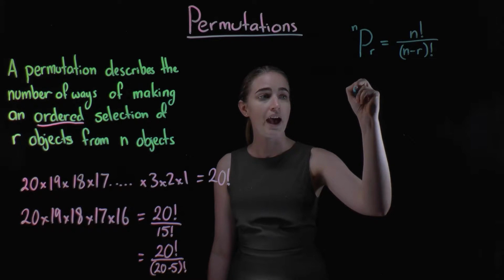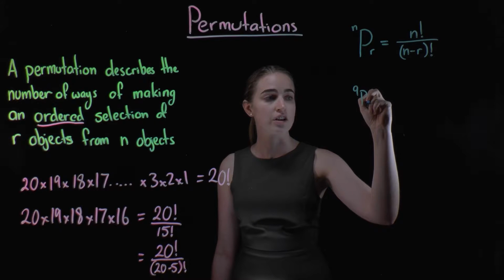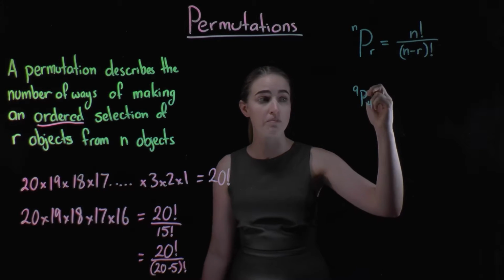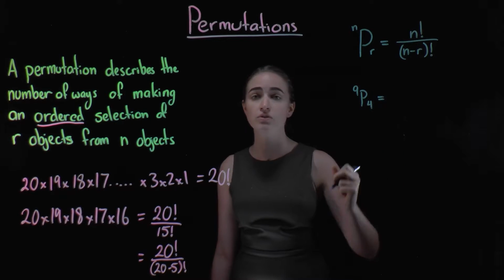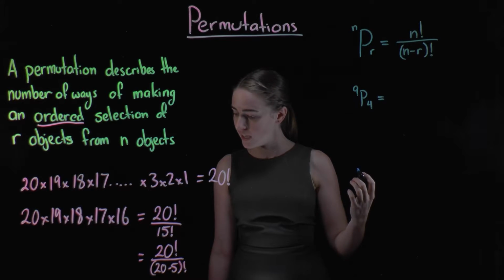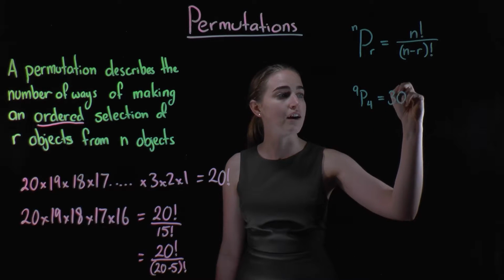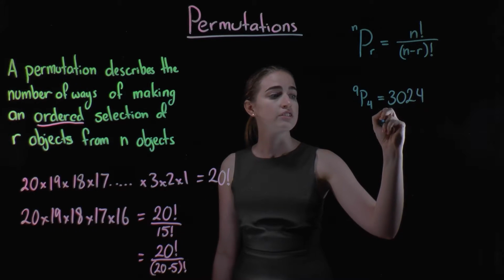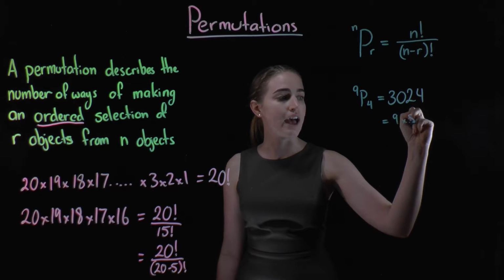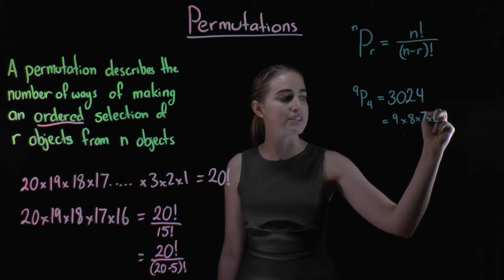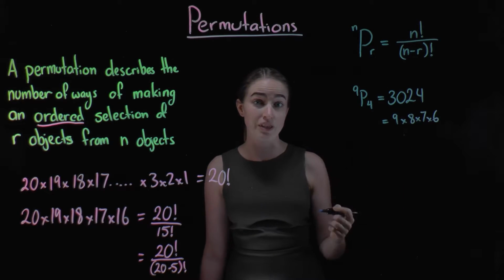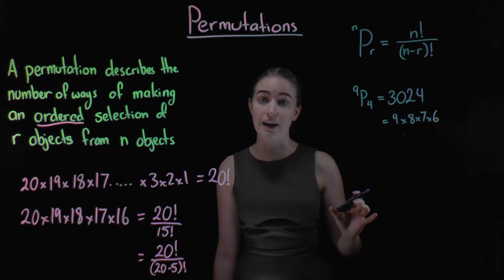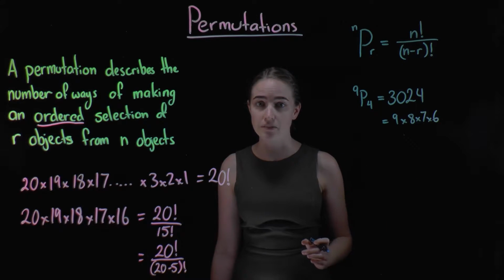So for example, if we had 9 objects and we're picking 4 of them to arrange them in a row, you're going to put that in your calculator and you'll end up getting 3,024. So that's equivalent to doing 9 times 8 times 7 times 6. But it's the shortcut of doing it. So your calculator is going to calculate that for you using this little formula.